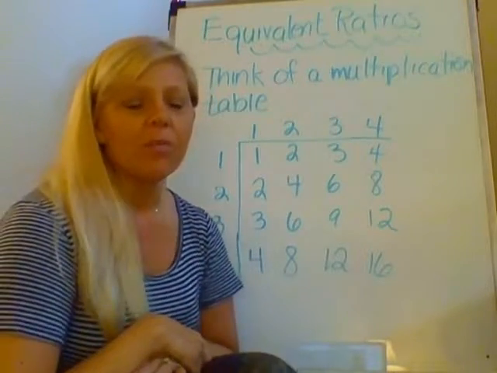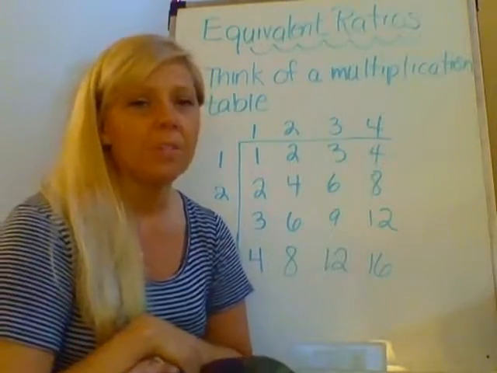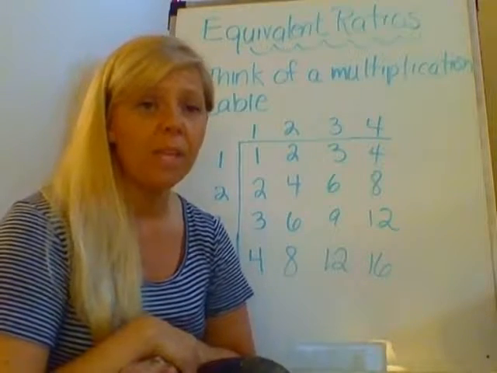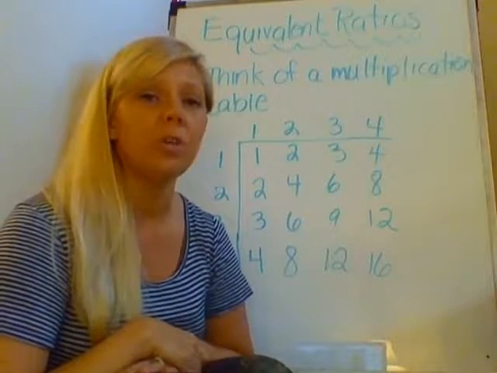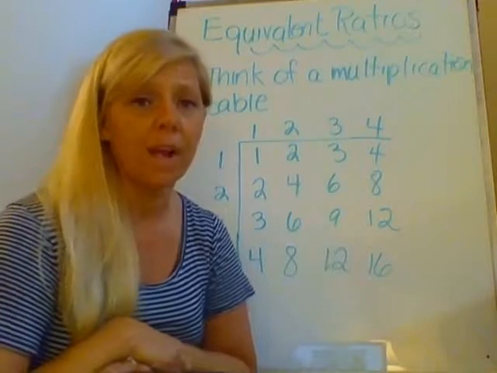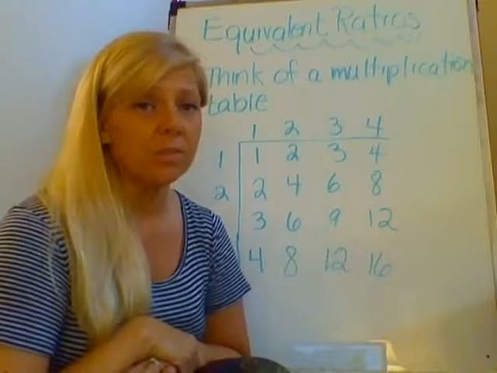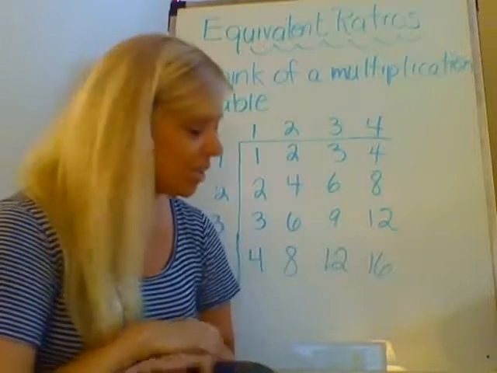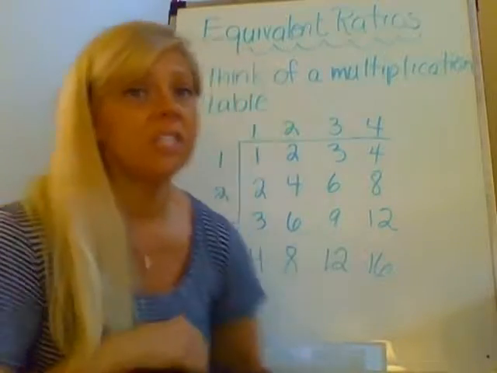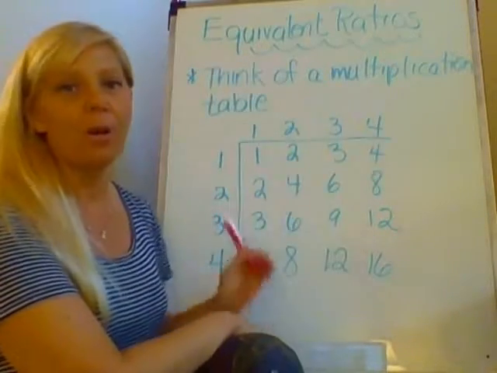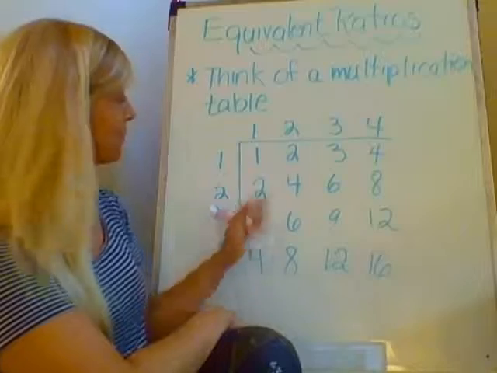When we think about equivalent ratios, we can think of them as a multiplication table as well. When we're making equivalent ratios, you are multiplying or dividing each of the terms by the same number. So if I'm looking at this multiplication table, I just go 3 by 4 or 1 by 4 real quick.